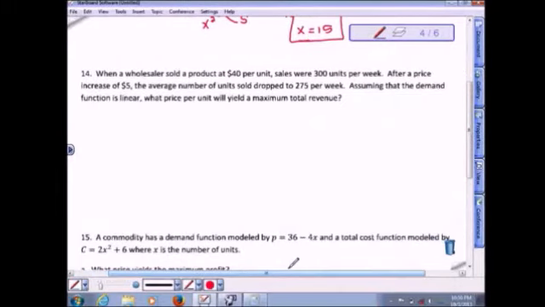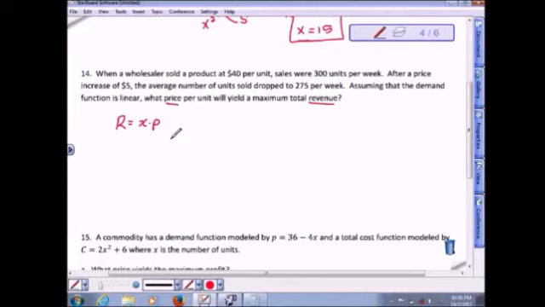Okay, 14 is going to take a lot of work. It's asking what price per unit will yield the maximum revenue. The problem is they didn't give us a price function or a revenue function in here. The revenue is equal to x, the number of units sold, times the price that they were sold for.